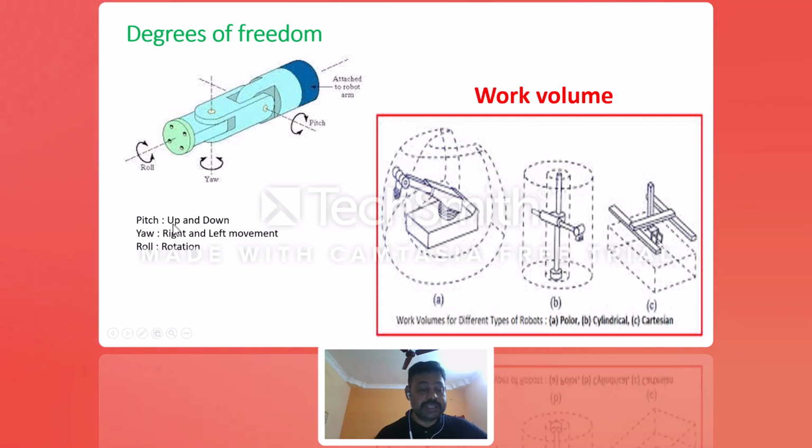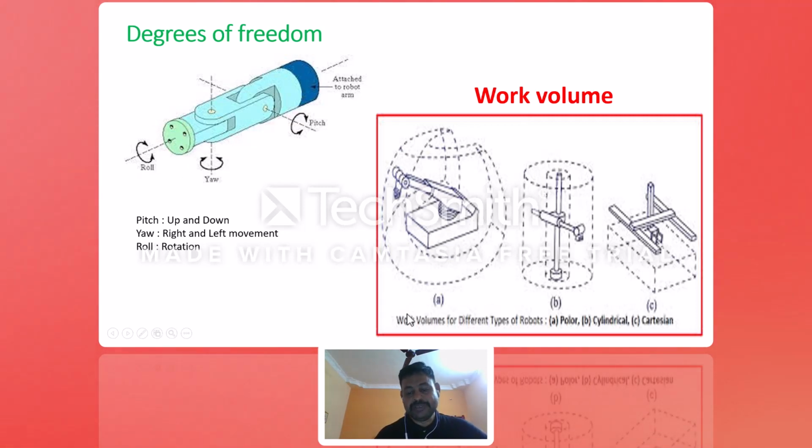Here, the pitch takes care of the up and down movement. For example, pitch will take the whole body in an up and down movement. Here you can look at it. Then yaw, at this particular point, will take a right to left movement. For example, this particular one will move right or left. Then roll takes care only of the rotary movement.